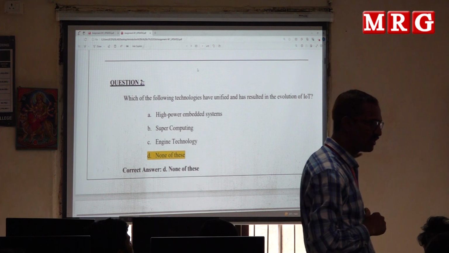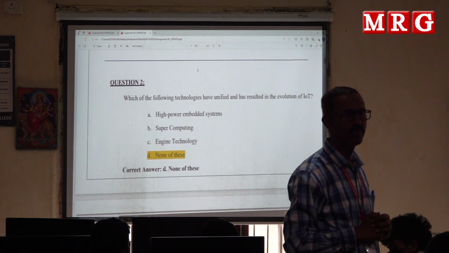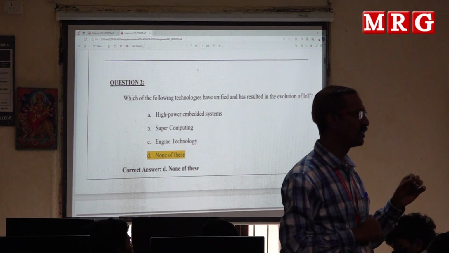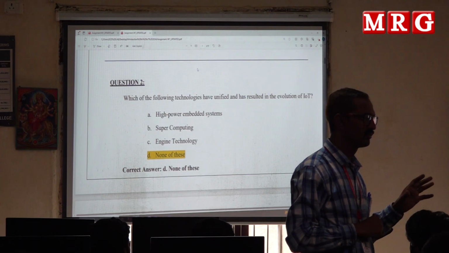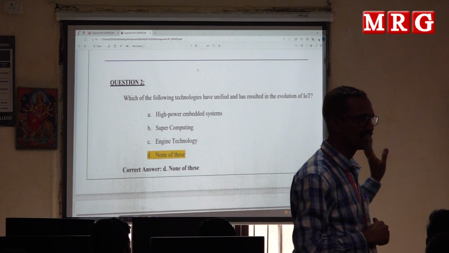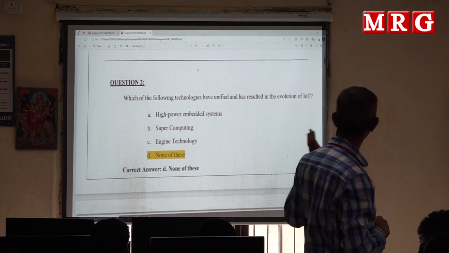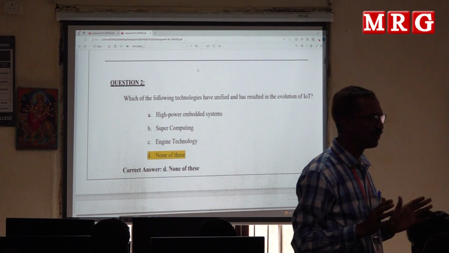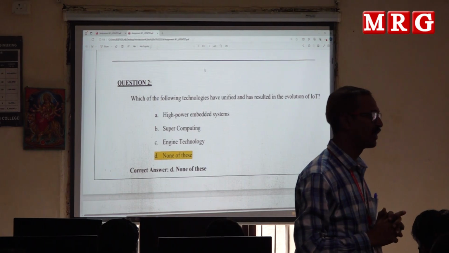So do we really require these A, B, C high power embedded systems? What do you mean by high power embedded? An embedded system itself is low power. Have you heard about embedded systems? It generally operates with low power. So definitely that is the wrong answer. This cannot be high power. So low power. Supercomputing we are not using in our embedded systems. In our IoT we are not using supercomputing.